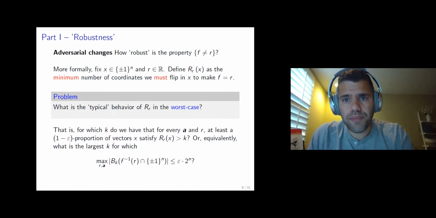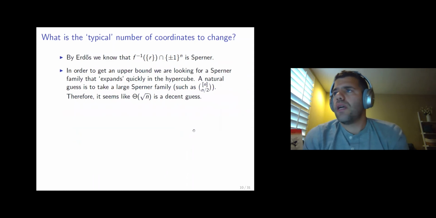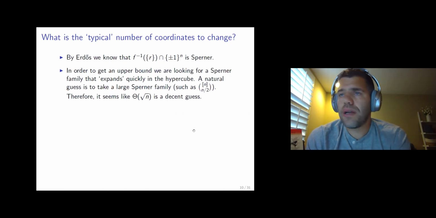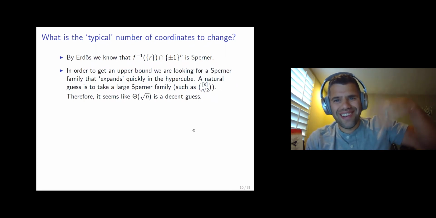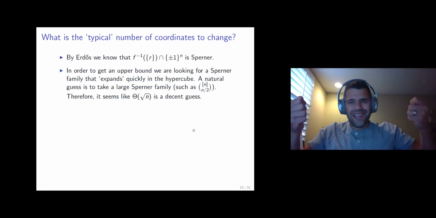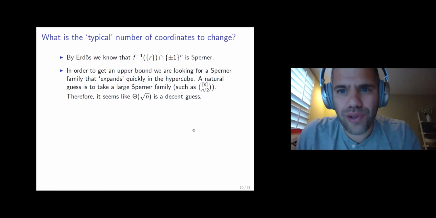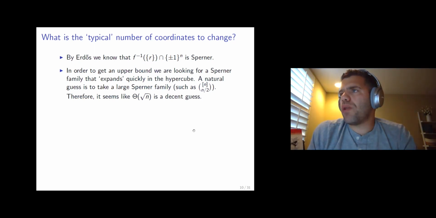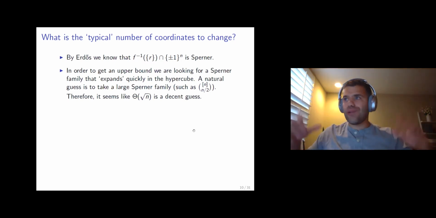Okay, so let me try to emphasize the problem here, just to make sure that you're on the same page. We know by the proof of Erdős that the set of all solutions forms a kind of Sperner family. If you take every vector in the hypercube which is a solution to this linear equation, and look at the subset of the ones coordinates, then it's a Sperner family. And in order to get an upper bound, we are looking for a Sperner family that expands quickly in the hypercube.